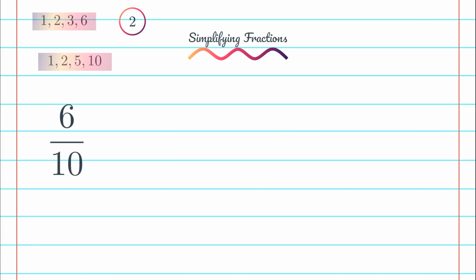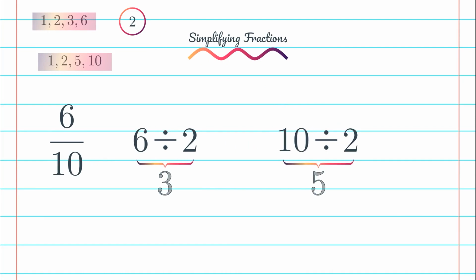So if we divide the numerator by the greatest common factor, we get 6 divided by 2, which is equal to 3. And if we divide the denominator by the greatest common factor, we get 10 divided by 2, which equals 5. Now to write the simplified fraction, we take the result of the division of the numerator and the denominator by the greatest common factor and write it as a fraction. So the simplified fraction of 6 over 10 would be 3 over 5.